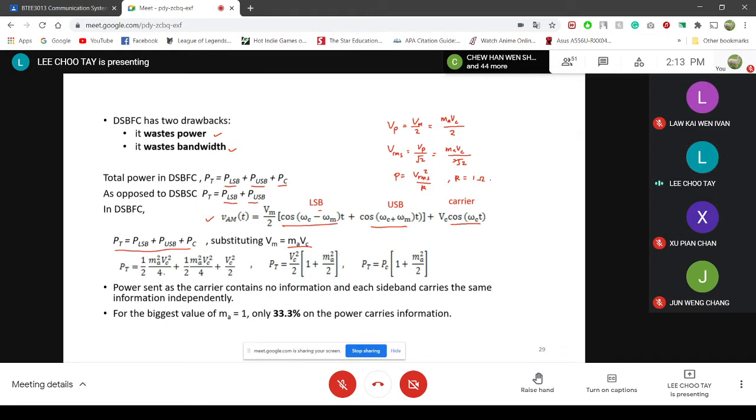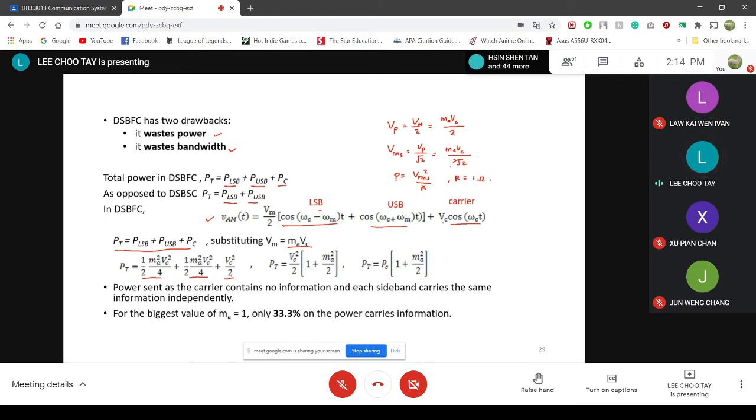Where does this 4 come from? This comes from the 2 squared here, and then this root 2 after squaring gives you 2 here. This is for the lower sideband; the upper sideband has the same power, because the amplitude for upper sideband and lower sideband are the same. And then the carrier amplitude is Vc, so its power is just Vc square over 2, because the RMS value will be Vc over root 2, and Vc over root 2 squared gives you Vc square over 2. So this is the carrier power.